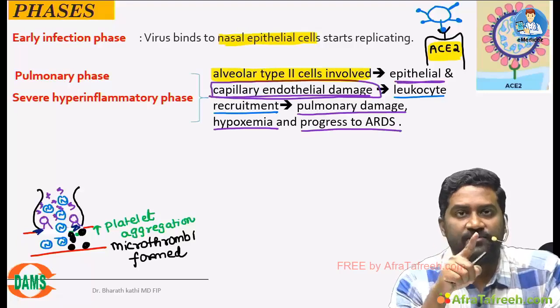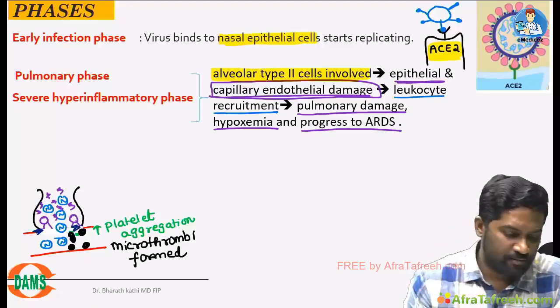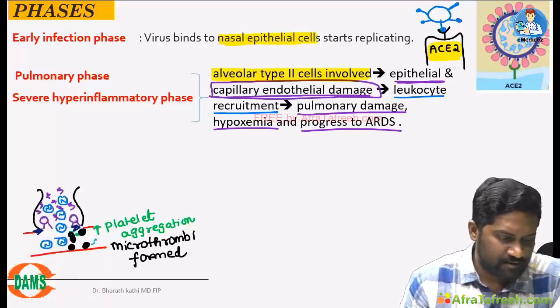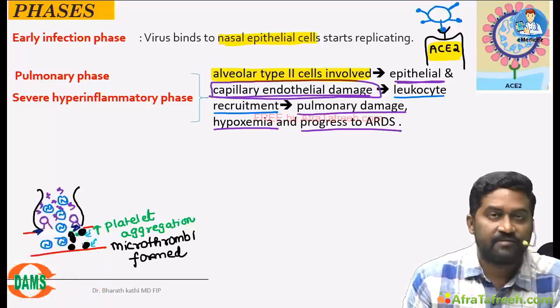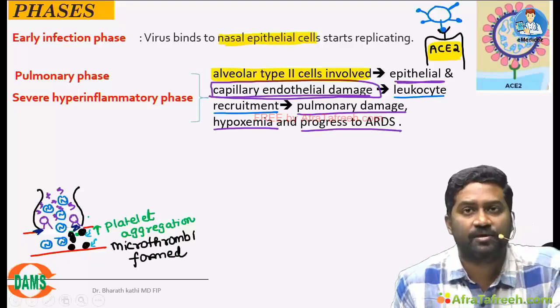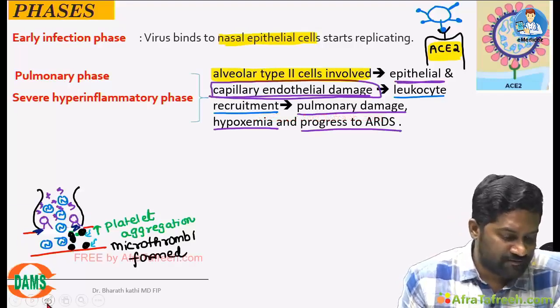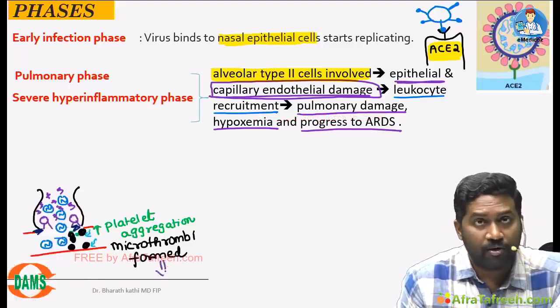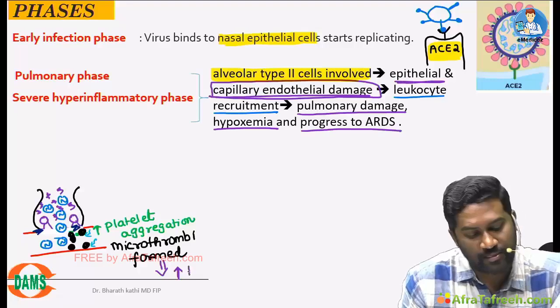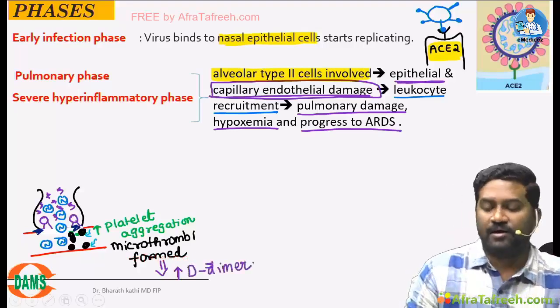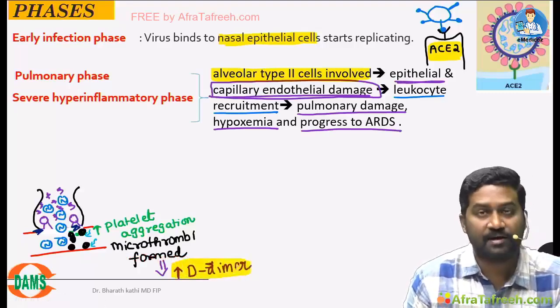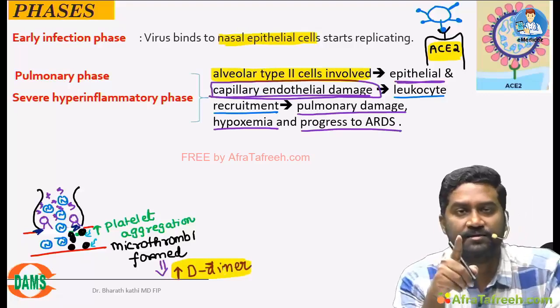Because of this microthrombi formation, your body gradually tries to break the thrombi. It is a usual defense mechanism. Wherever thrombi is there, your body will try to break it. So whenever microthrombi are getting broken down, what will increase in your body? The D dimer will increase. So a frequently asked question: why is there increased D dimer in COVID-19 disease?